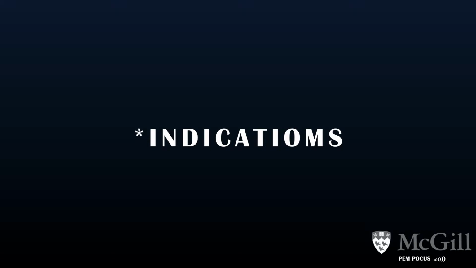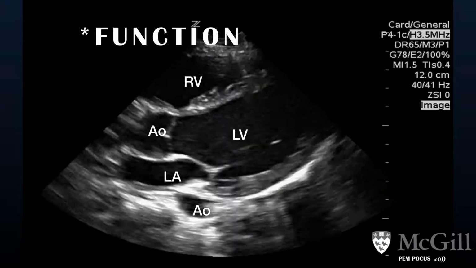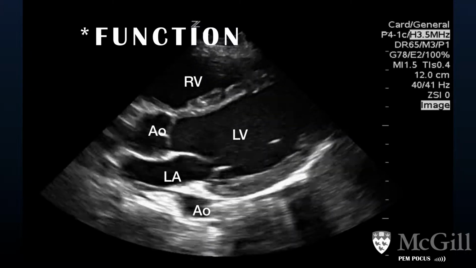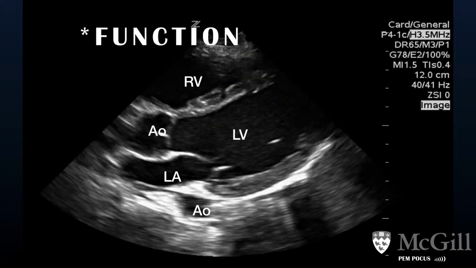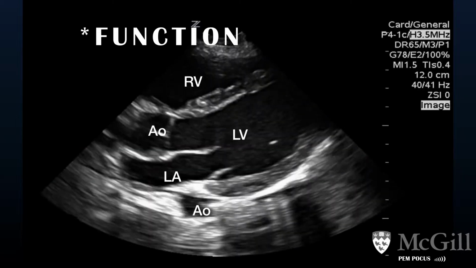Now we will go through some indications and pathologic findings. First, let's start discussing function. The video here demonstrates normal function. You can see the mitral leaflet touching the septum during diastole.